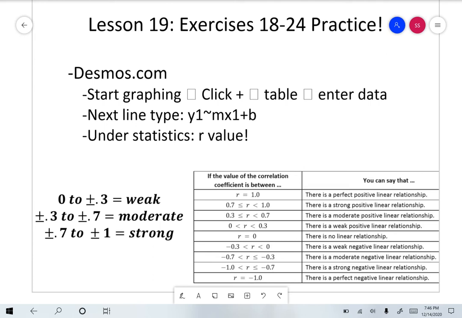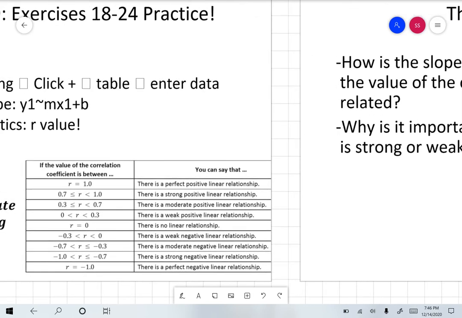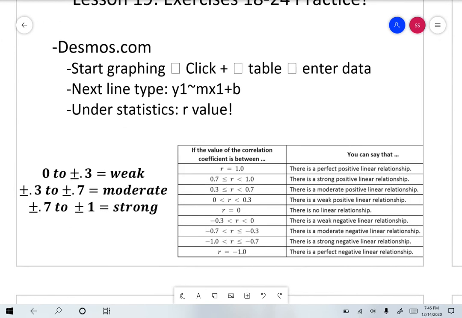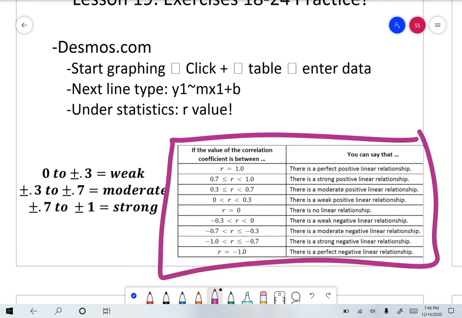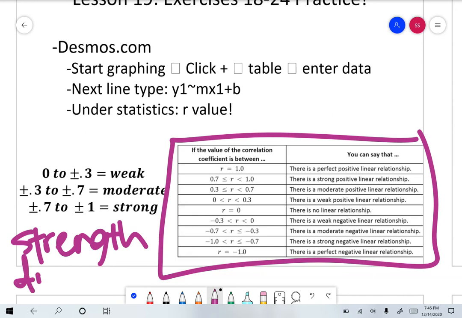Interpret the R. And again, whenever you are asked to interpret the R, and this might be a great thing to write down. Oh, I guess I don't need to write it down. It's basically right here for you. I'm way ahead of myself. Whenever you're asked to interpret the R, make sure you include strength and direction. So here's a really good guide to that.